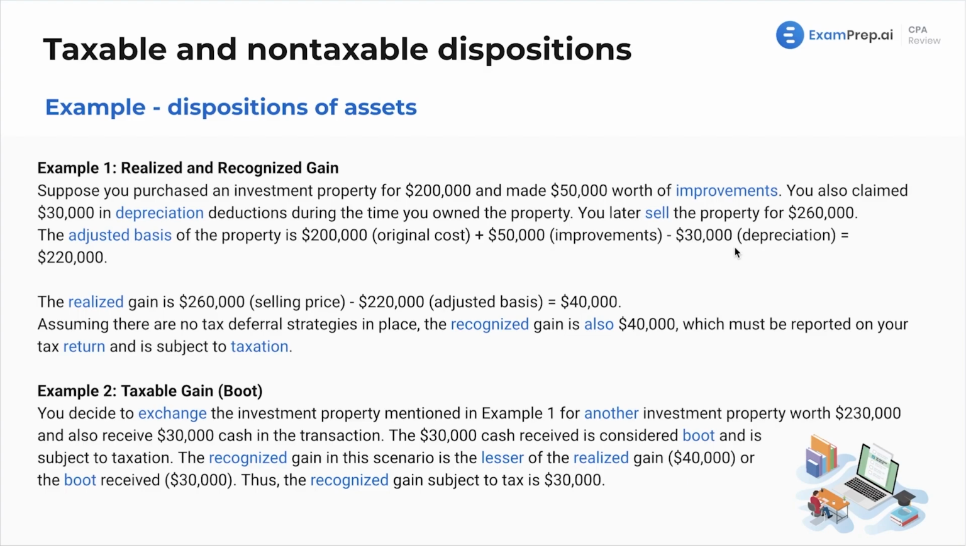Next up, taxable gain boot. You decide to exchange the investment property mentioned in this example for another investment property worth $230 and also receive $30,000 cash in the transaction. The $30,000 cash received is considered boot and is subject to taxation. The recognized gain in this scenario, as we've seen time and time again, is the lesser of the realized gain of 40 or the boot received of 30. In this case, the recognized gain subject to tax will be $30,000. Looking good.